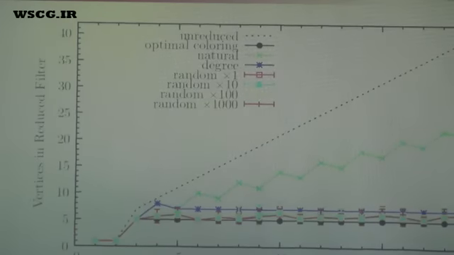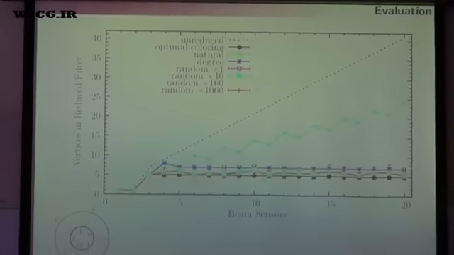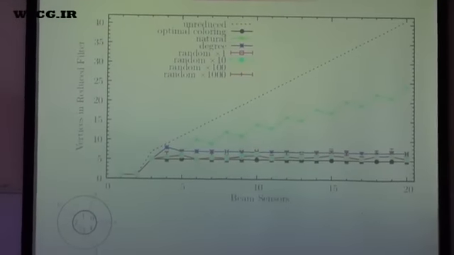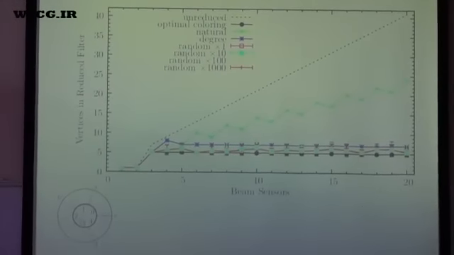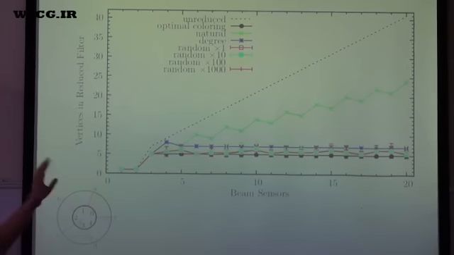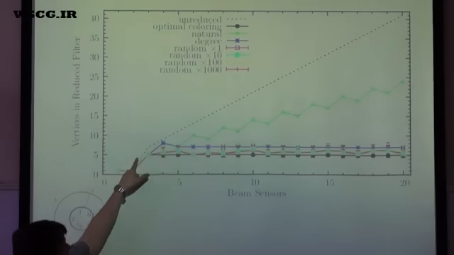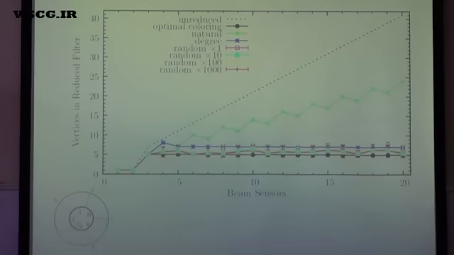Okay, and this is a theoretical audience, so it's a little strange to be showing these kinds of plots where I actually wrote code and measured time and all these things. But just to give you some intuition for the fact that this works fairly well. For this problem, we tried it with lots of different kinds of coloring approaches, and the dashed line you see here is the size of the unreduced filter as the number of beams increases. And of course that increases linearly.